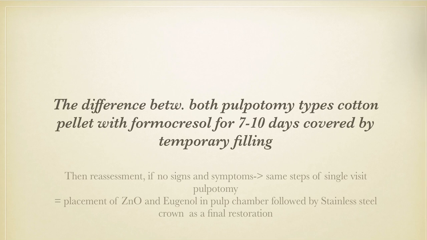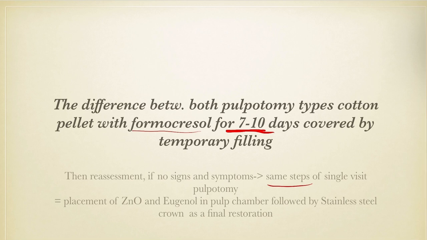is that you put the cotton pellet with formocresol for 7 to 10 days, covered by a temporary filling. Okay. And this is for the first visit, that you put in between the first and second visit the formocresol. And then if the child comes for the second visit, you do the reassessment. And if there are no signs and symptoms, you do the same steps of the single visit pulpotomy.